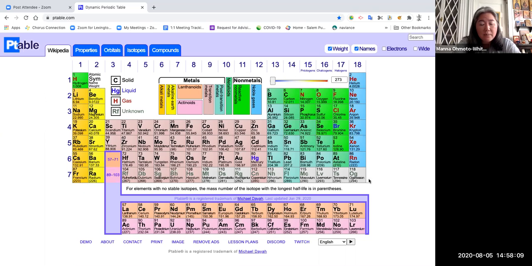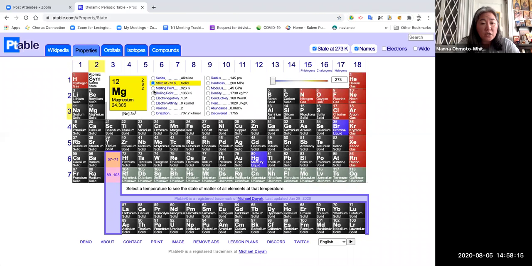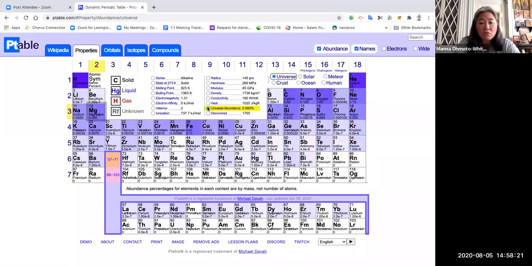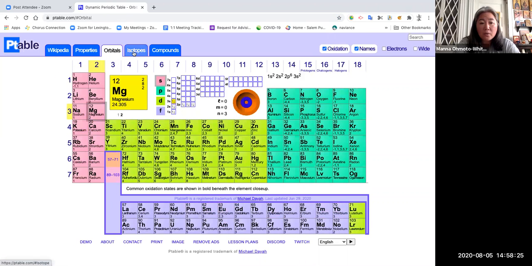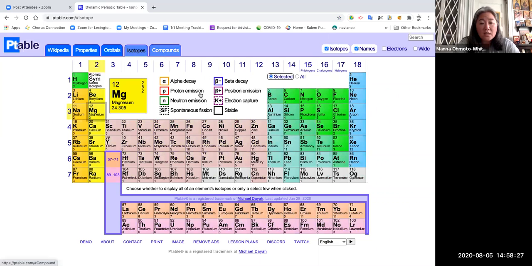And that's about all that we're going to cover. I encourage you to look at the different properties, oftentimes when we start talking about periodic trends, I will have you look at the properties, and this has a great way of showing this. And then when we talk about orbitals or isotopes, this tells you how many different isotopes there are. This is kind of crazy because mercury has 11 different isotopes.